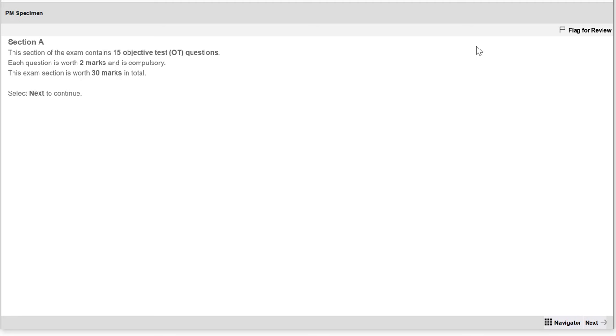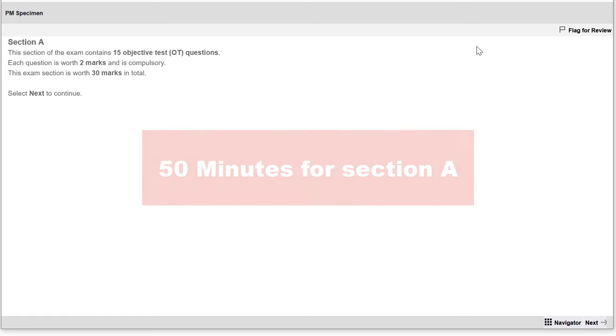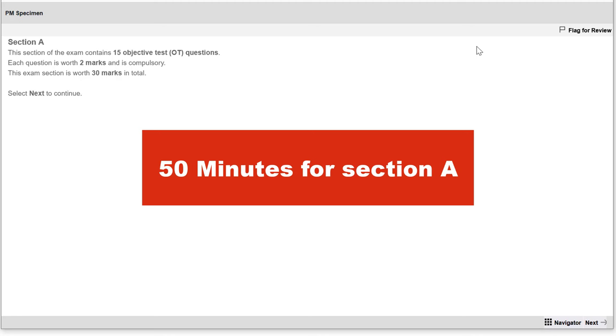We're going to work on a principle of 1.7 minutes per mark. You probably heard 1.8. I like 1.7 to give you a bit of buffer time to navigate through the screens and to give you a little bit of time at the end. Start in Section A, give yourself 50 minutes in Section A. Get through all of them.